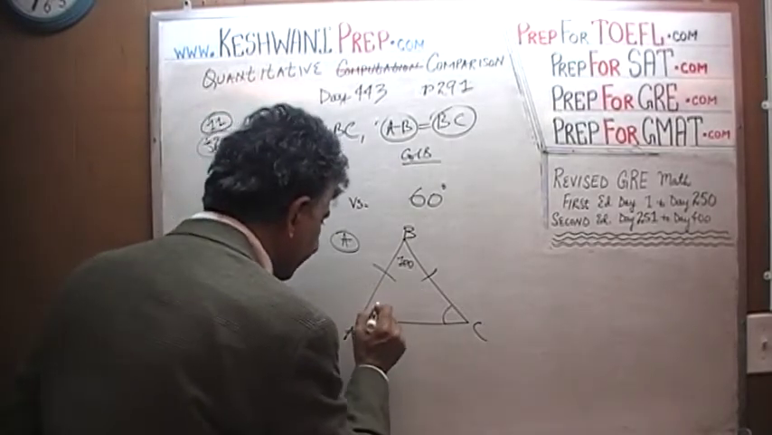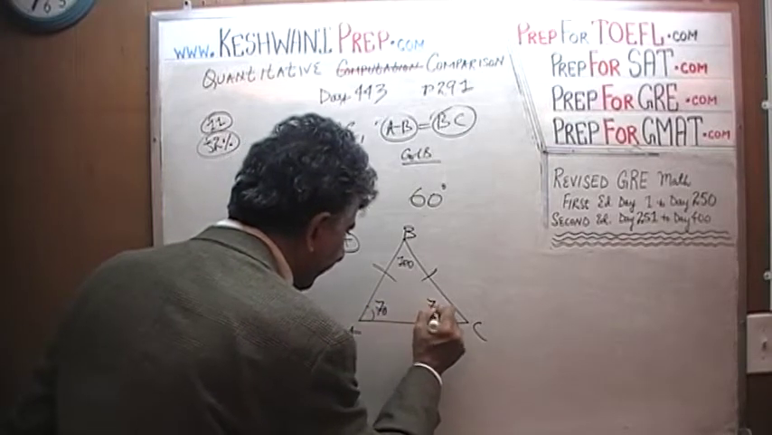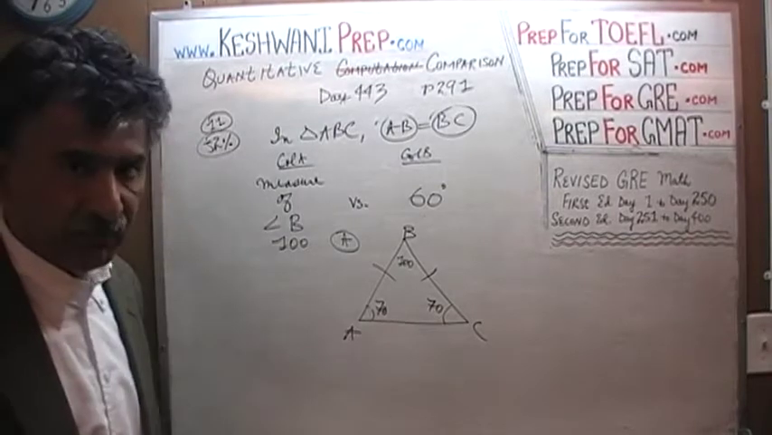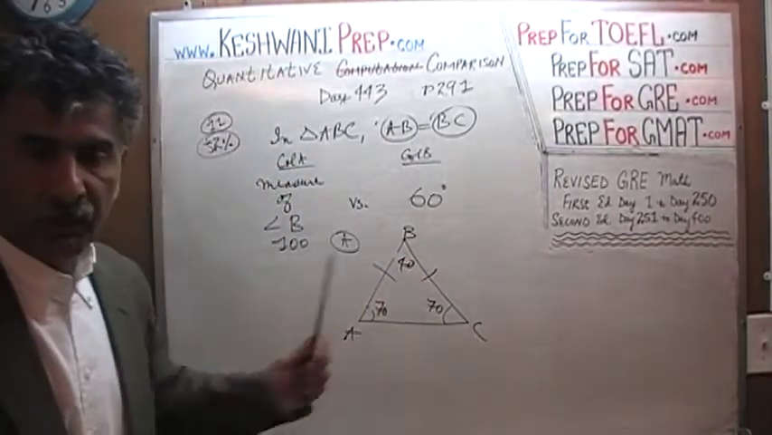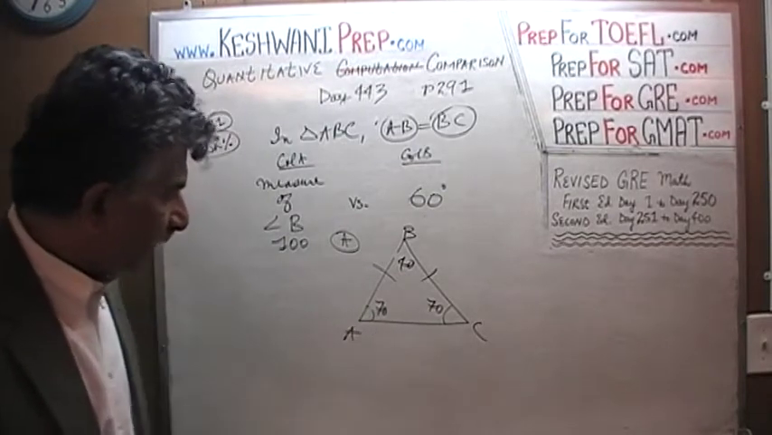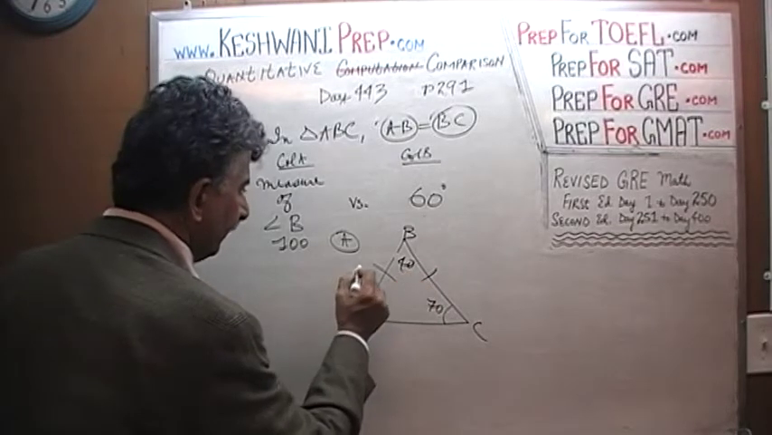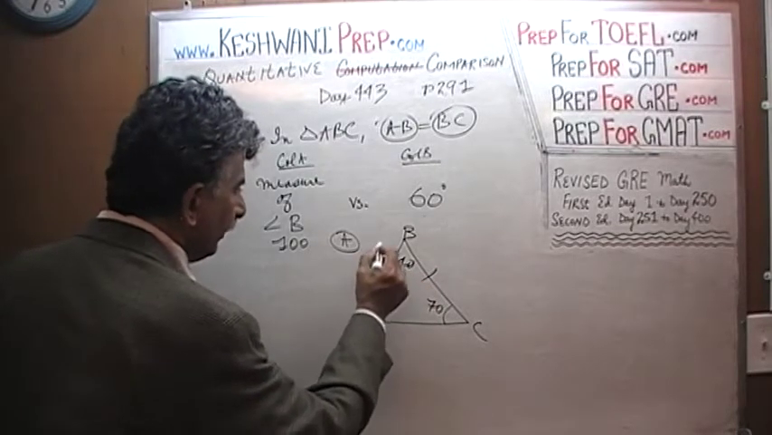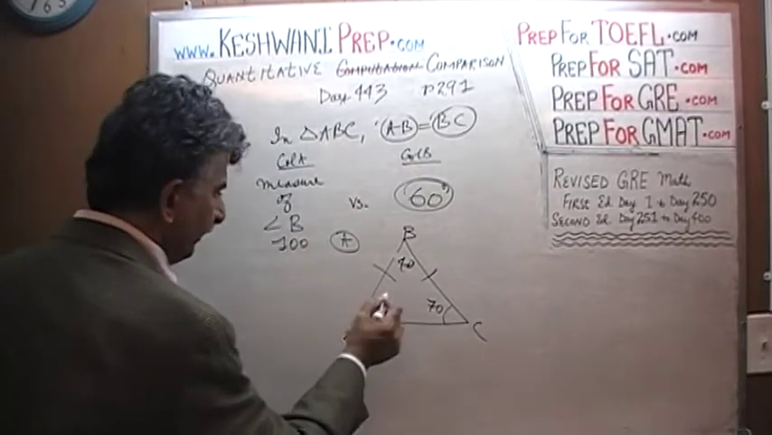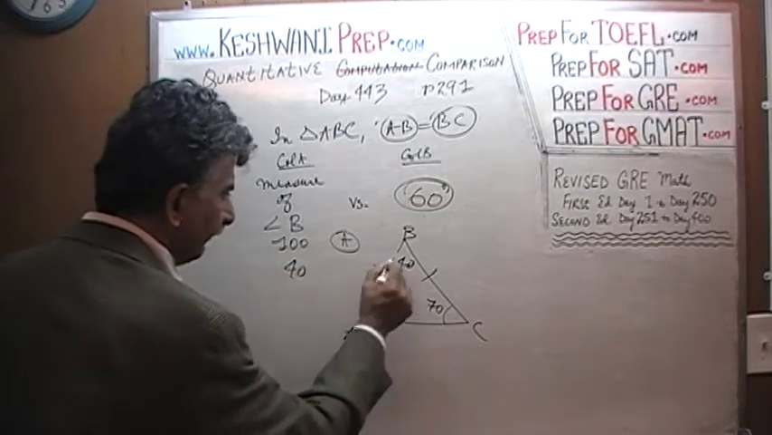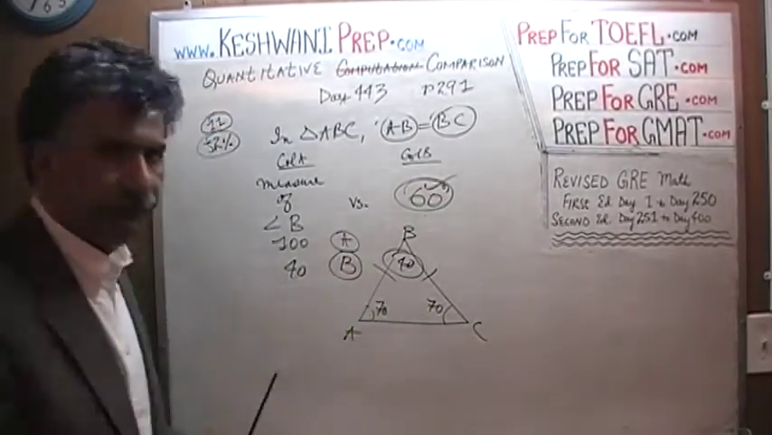Or maybe instead of 40 and 40, let's make it 70 and 70. 70 plus 70 is 140, in which case B would be 40 degrees, because they all have to add up to 180. 70 plus 70 is 140, plus 40 is 180. So in this scenario, angle B is 40 versus 60. In this case, the answer would be B.